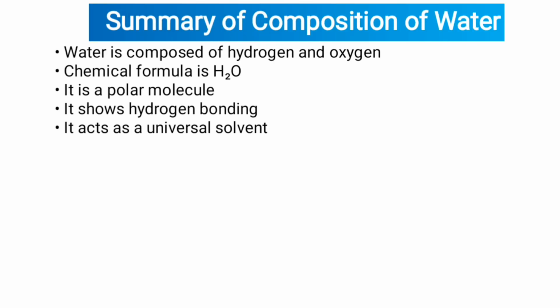Summary of composition of water. Water is composed of hydrogen and oxygen. Chemical formula is H2O. It is a polar molecule. It shows hydrogen bonding. It acts as a universal solvent. So, my dear student, this is all about today's lecture on composition of water.